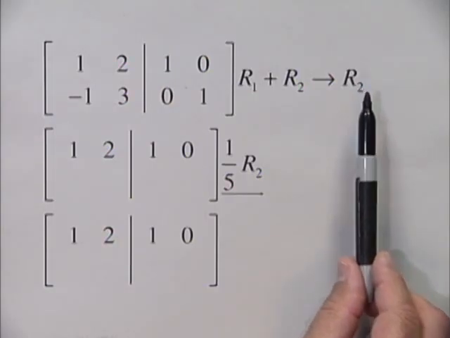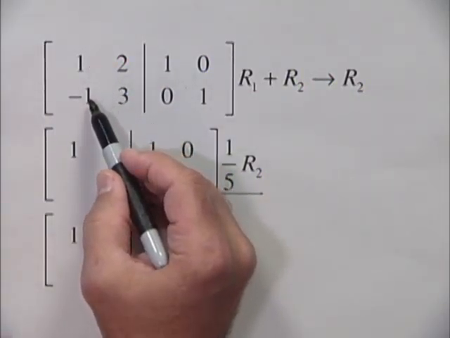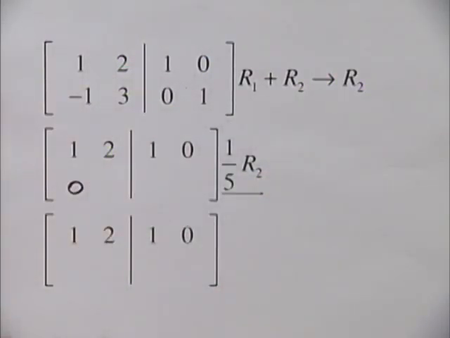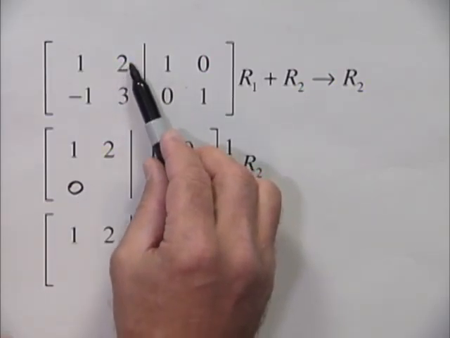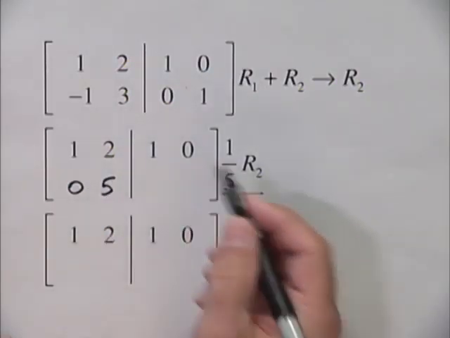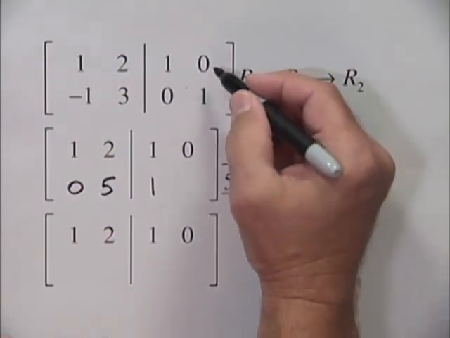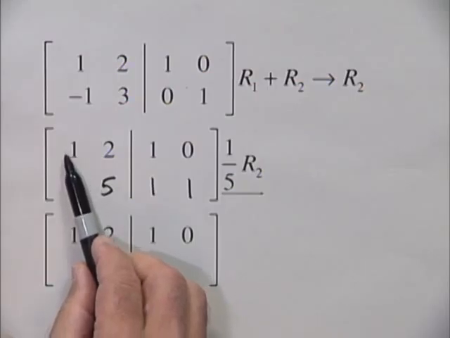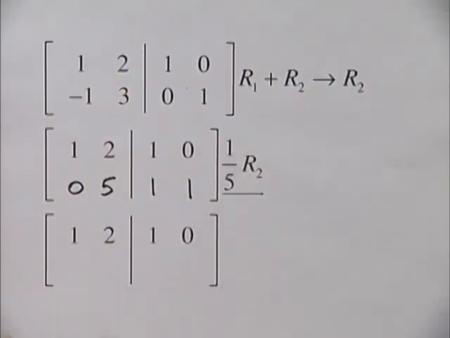You'll see in a moment the reason that I've chosen to do that is when we add row 1 to row 2, 1 plus a negative 1 is 0, and we were looking to get a 0 in this position. Then we add 2 plus 3 is 5, 1 plus 0 is 1, and 0 plus 1 is 1. Notice that row 1 did not change because we were only making a change to row 2.